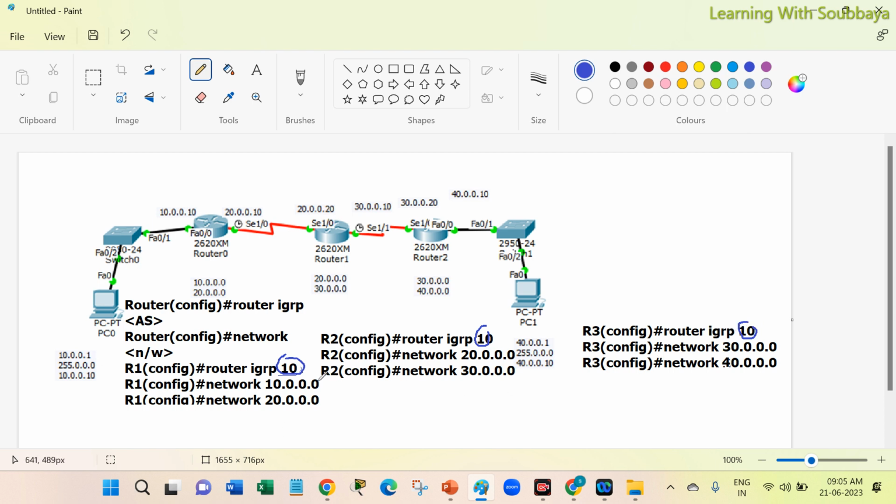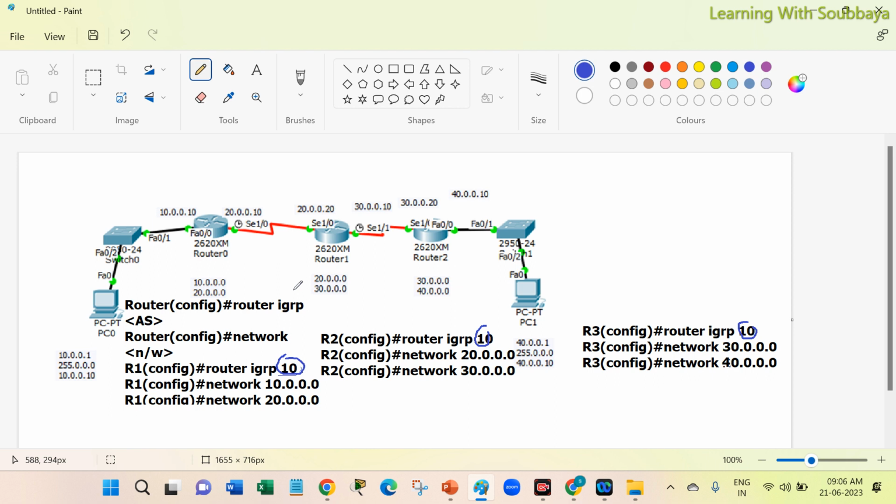This is the configuration. It's a Cisco proprietary protocol, so it supports only Cisco devices, and we have some drawbacks. The main drawback is that it is Cisco proprietary. Another drawback is that it supports a maximum of 255 hops, so a maximum of 256 routers. Because of these disadvantages, currently we are not using this protocol at all.